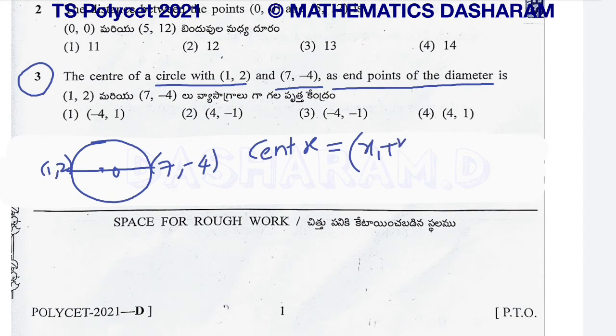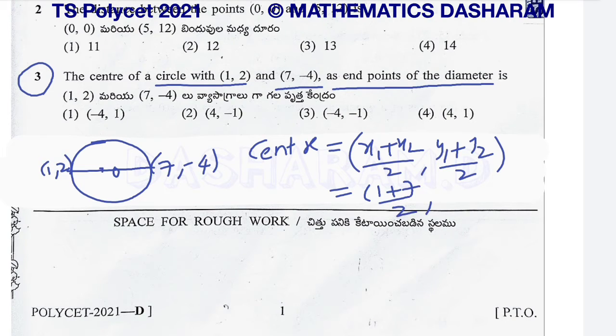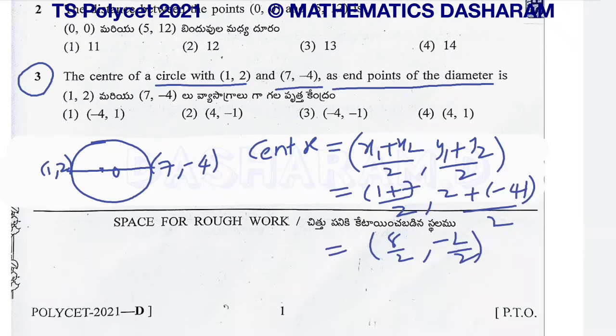Midpoint formula: (x1 plus x2) by 2, (y1 plus y2) by 2. So here this is x1, this is x2: 1 plus 7 divided by 2, 2 plus minus 4 divided by 2. 1 plus 7 is 8 by 2, 2 plus minus 4 is minus 2 by 2. So 2 4s are 8, 4, and minus 1. So here option 2 is correct.